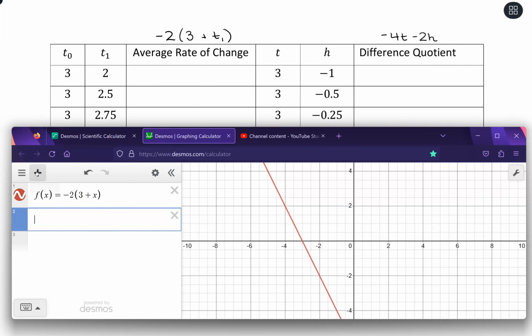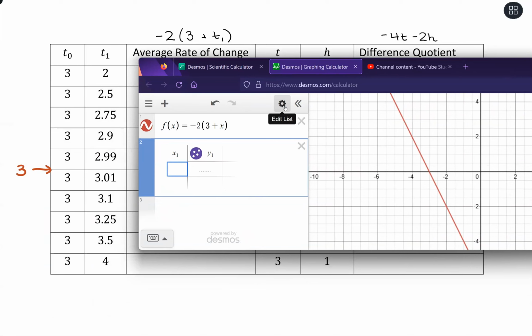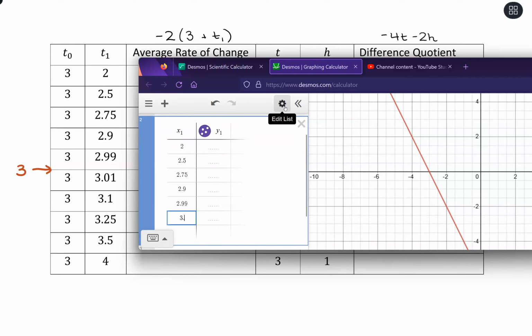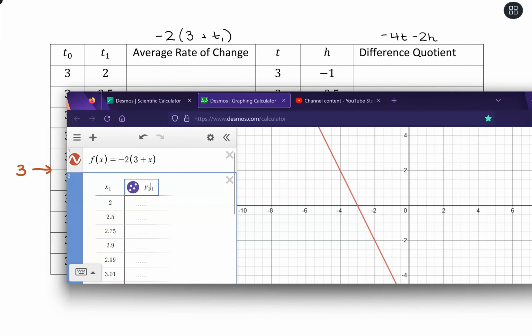And then what we're going to do is this little plus symbol lets you add a table. And then what I'm going to have is a table of values. And for x, I'm going to plug in all of these T1 values. So I'm going to have 2, 2.5, 2.75, 2.9, 2.99, 3.01, 3.1, 3.25, 3.5, and 4. And where I have y1 up here, I'm going to rewrite that as f of x1. And then it's going to fill in everything for me very nicely.